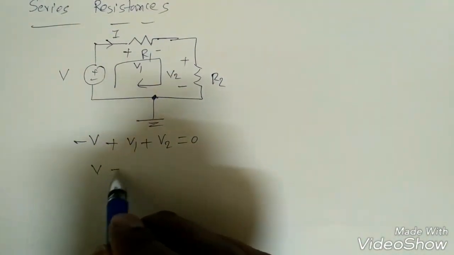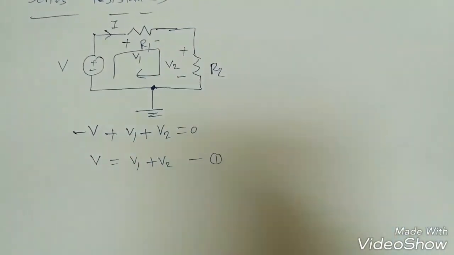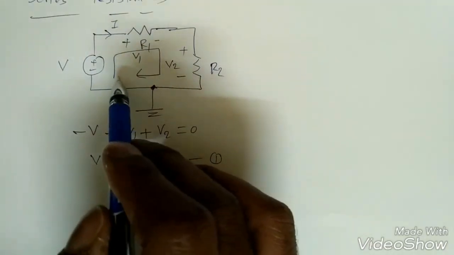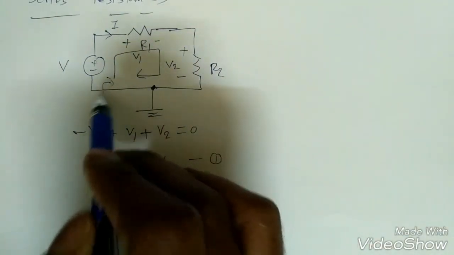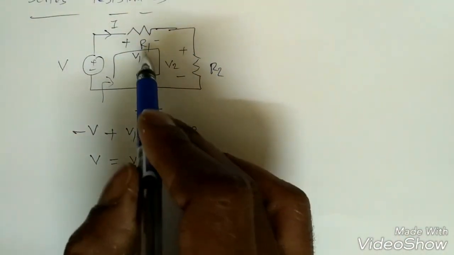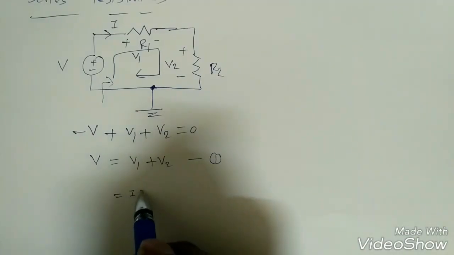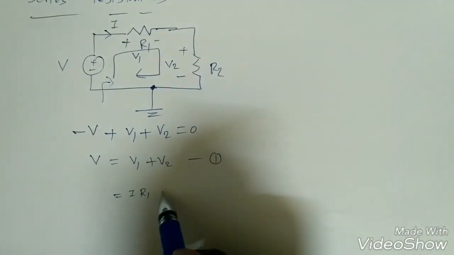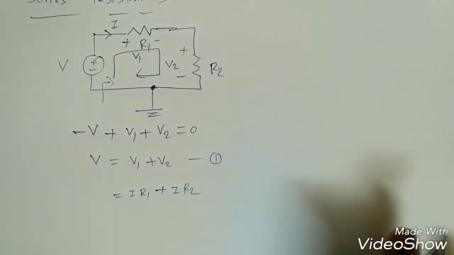But what is V here? V1 plus V2, equation 1, right? If I want to find the equivalent resistance across this loop, what is that equivalent resistance? If I apply Ohm's law across this resistance R1, V1 is equal to I into R1, because in series the current is the same, so I into R1, plus across R2, I into R2.